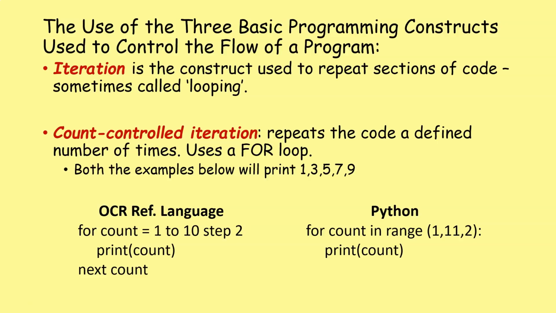In Python, very slightly different. We say for count in range, 1, 11, 2, print count. In Python, the first number here is the start value, and that's inclusive. So it starts and includes 1. The second number, however, is exclusive. It's 1 more than you need.